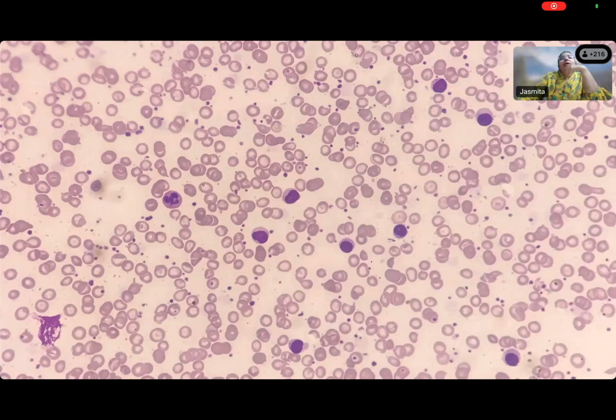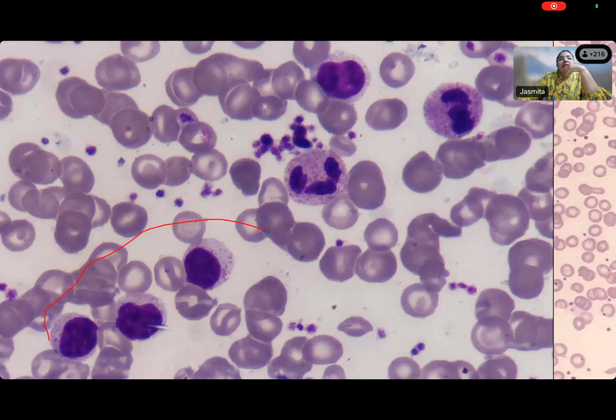Now, can anybody identify these particular cells here, the lymphocytes? Let me show you a higher power view. So what do you think these three lymphocytes are?